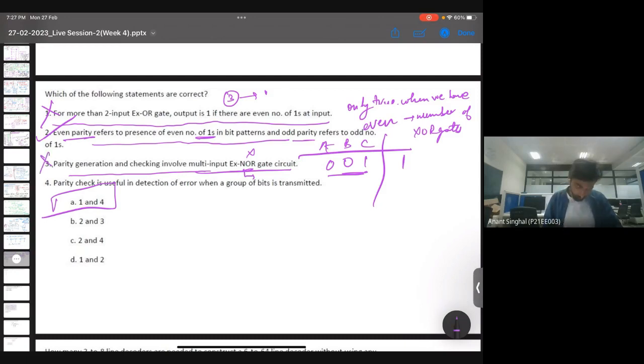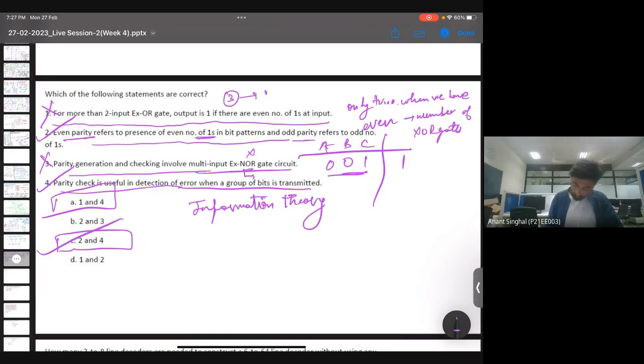Then 4 says that parity check is useful in detection of error. Yes. So this is a whole topic named information theory, where we do this parity generation and detection of error. So option 4 is also correct. So the correct answer to this question is option C. I'll try to write it with some different. I hope it is clear.